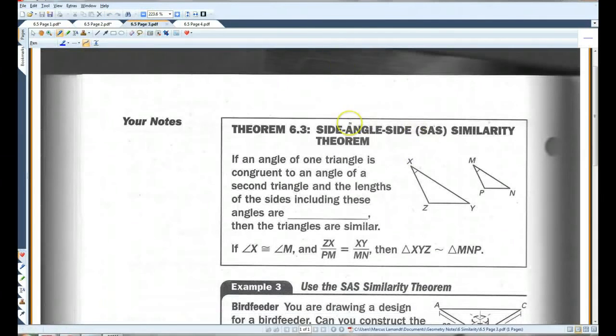Alright, SAS. If an angle of one triangle is congruent to an angle of a second triangle, and the lengths of the sides including these angles are proportional, then the triangles are similar. Notice that the sides have to include the congruent angles. That means that the angle needs to be in between the two proportional sides.